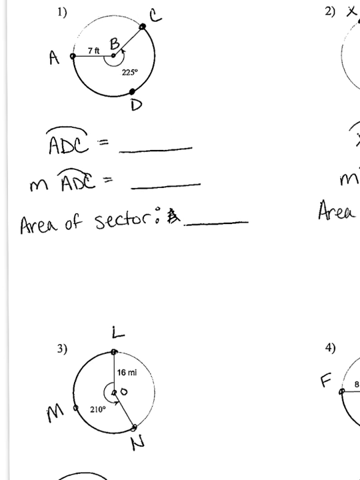So for arc length, again, there's no M here, so I know this is an arc length question. I'm going to use the central angle of arc ADC, which is 225. So central angle is 225 over 360 times the circumference, which is 2 times the radius times pi. The radius I see here is 7. If I put that over 1, this works a little bit nicer since I'm working with fractions.